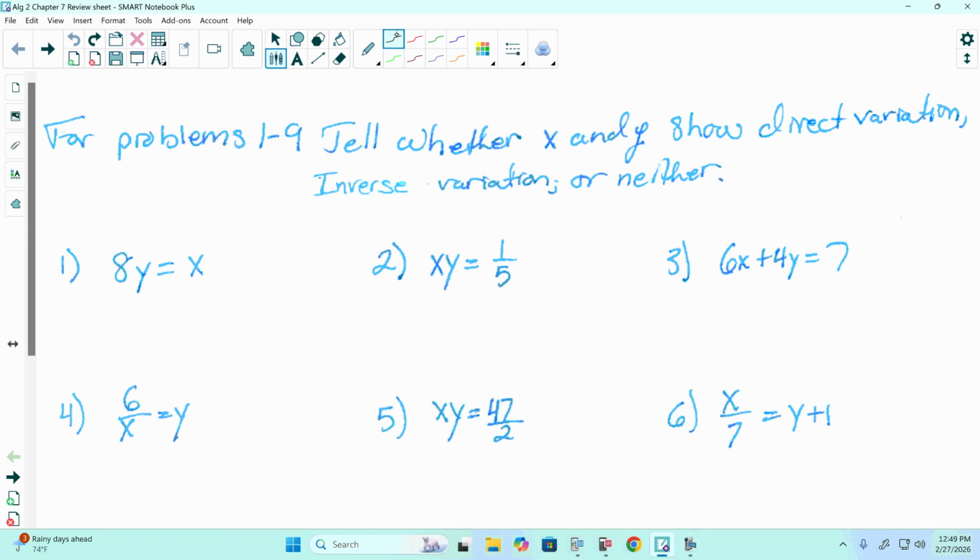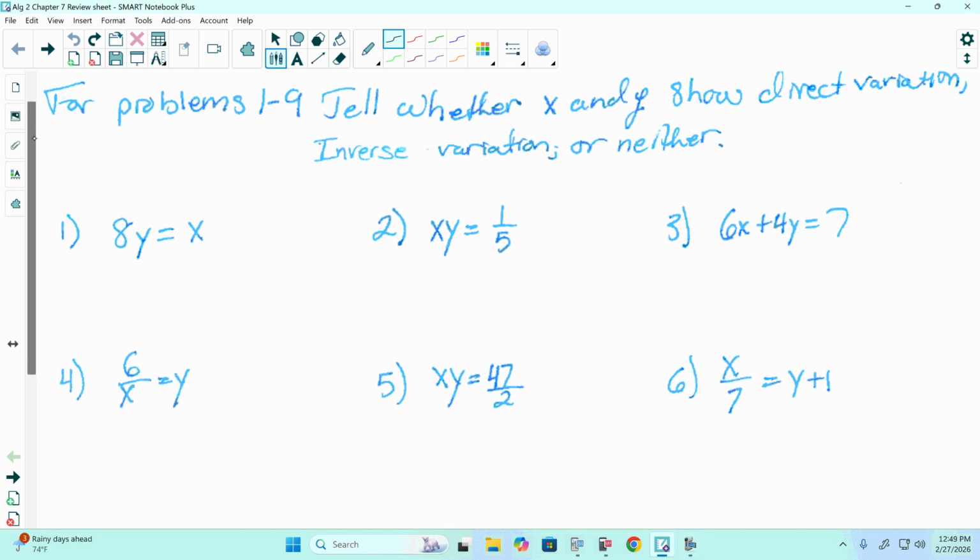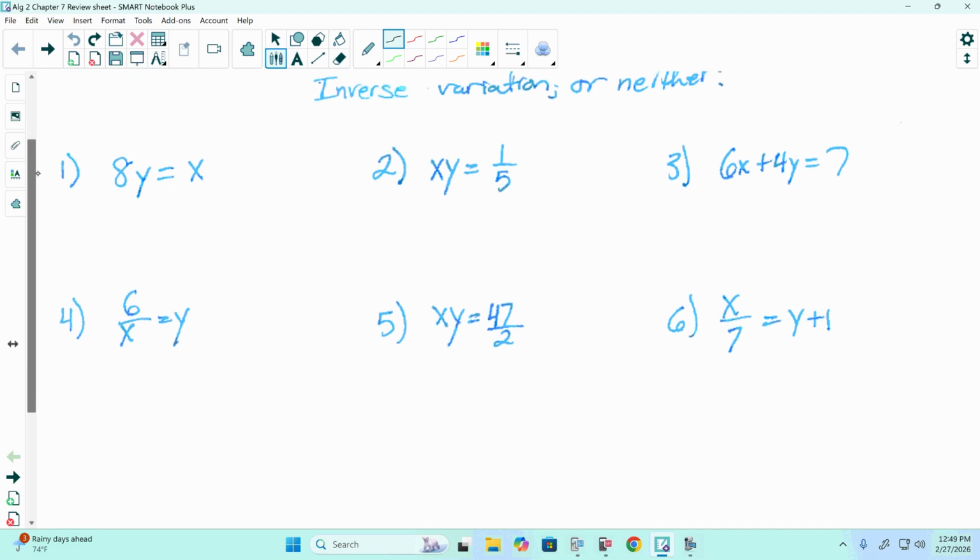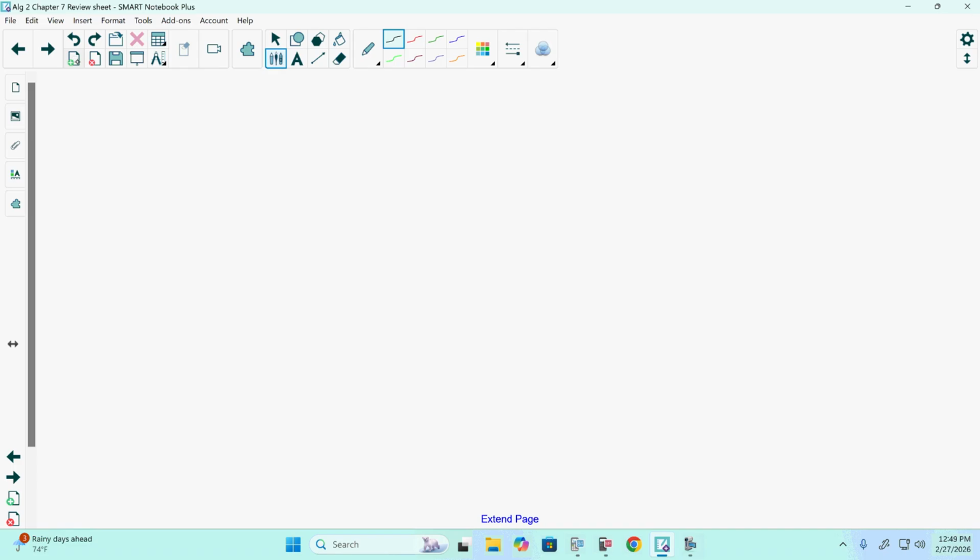So the first thing we're looking at, problems 1 through 6. Determine whether each of the following is inverse, direct, or neither. Our direct variation comes in several forms. The main general form, the main way it is written, is y equals a times x, where a is just a number. It could also be written as x is equal to a times y. We can flip those if we want.